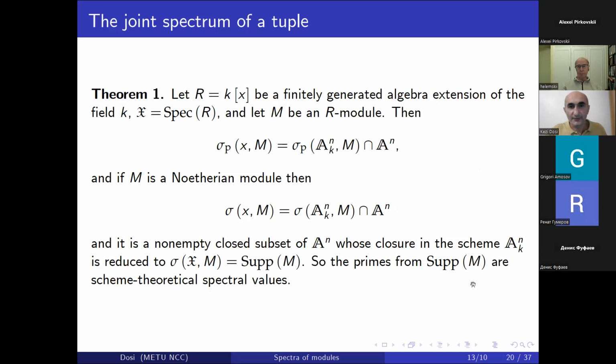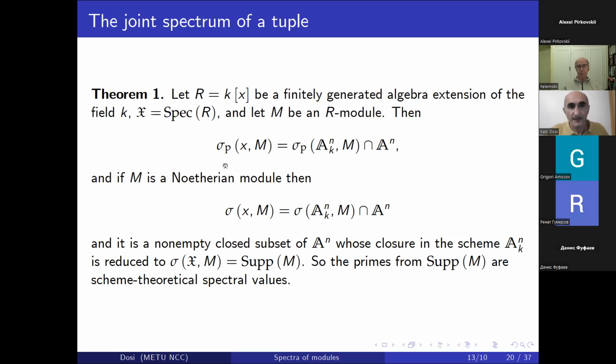Okay, now let's formulate the first result. The first part we proved already. Anyway, let me formulate it all together. Let R be a finitely generated algebra extension of the field K, an algebraically closed field. X is an affine scheme, M an R-module. Then the point spectrum intersection with AN, closed points, will be exactly my point spectrum.